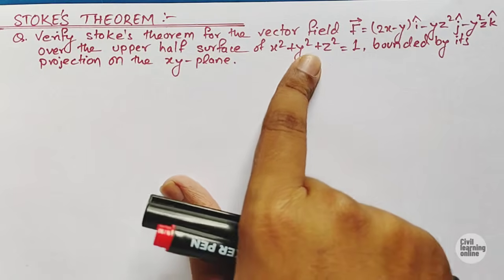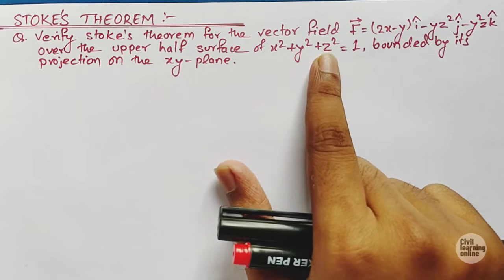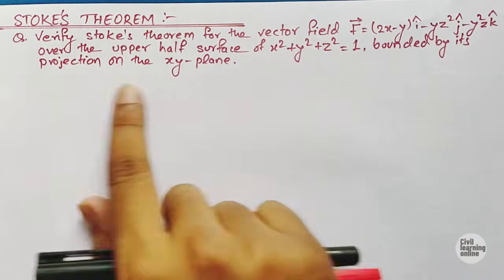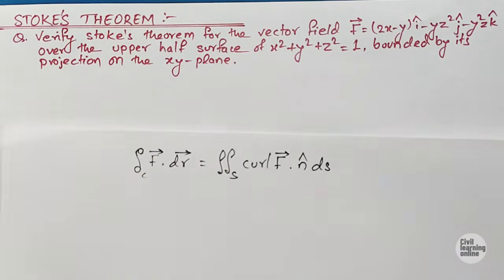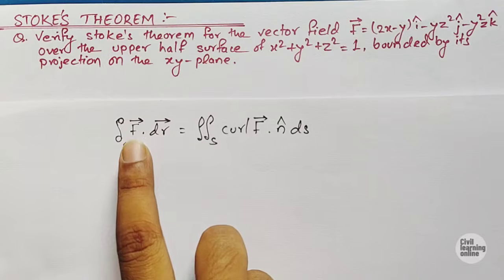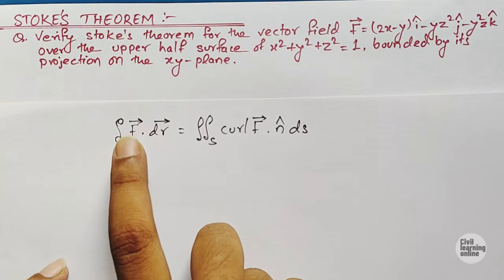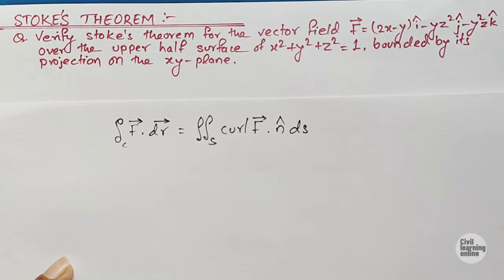This is the equation of the sphere, x square plus y square plus z square equals 1, bounded by its projection on the xy plane. Before solving this numerical, one must know what the Stokes theorem says. See guys, Stokes theorem is for an open surface bounded by a closed curve.